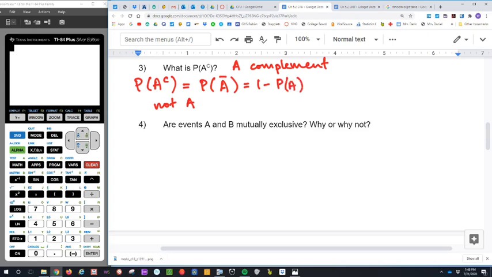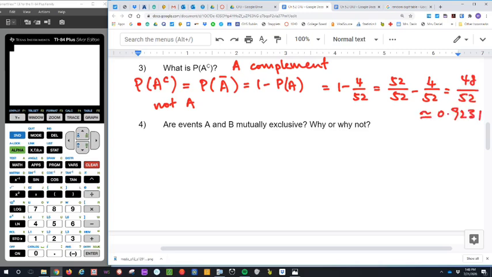It's written as 1 minus the probability of event A happening, and we found out from part 2 that the probability of A is 4 over 52. So we convert 1 to 52 over 52 minus 4 over 52, and the reason we do that is because we need the same denominator. That gives us 48 out of 52, which is 0.9231.